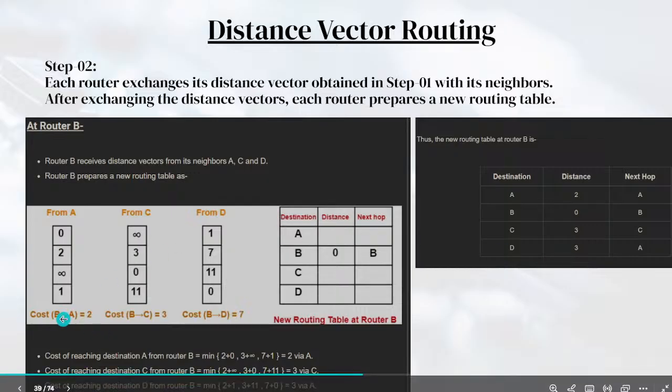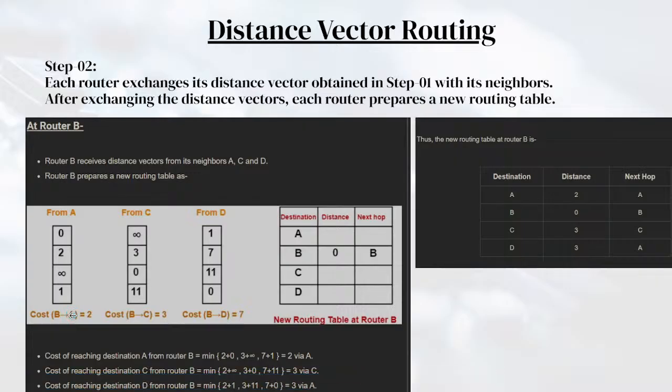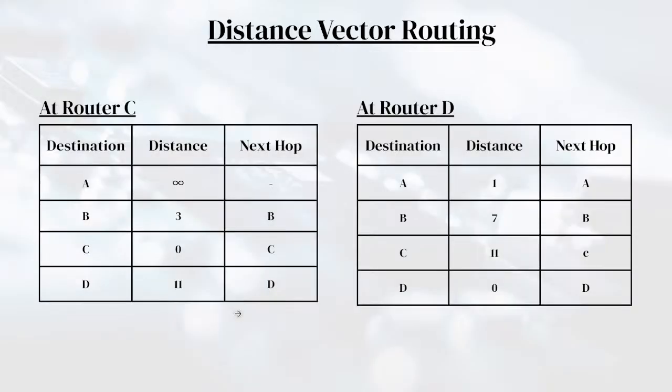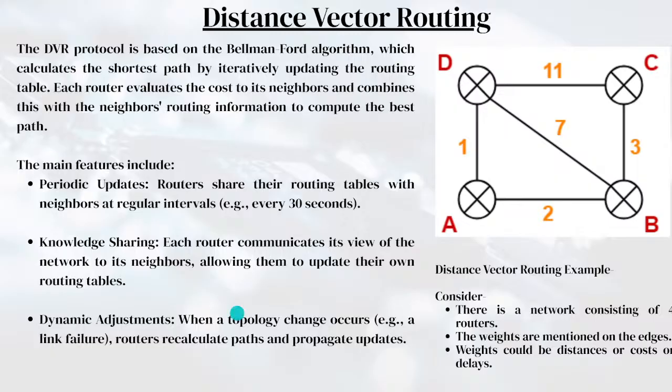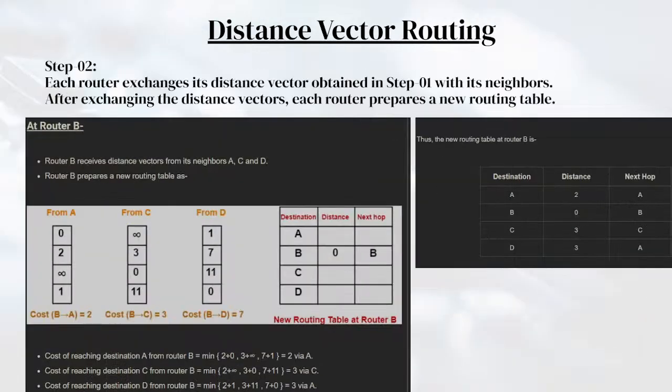Now the cost used for reaching B to A is 2, B to C is 3, and B to D is 7. From where are we getting all this? It is available from the first graph: A to B is 2, B to C is 3, B to D is 7, D to C is 11, A to D is 1. So this is the way we are getting the information. So for router B, B to A is 2, B to C is 3, and B to D is 7.